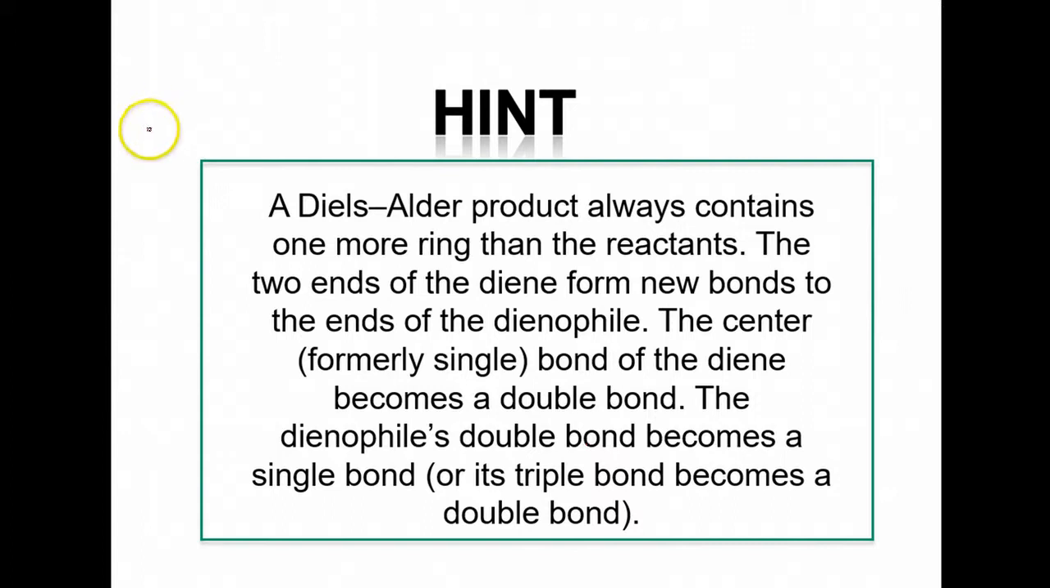So whatever your diene is, this is just like the classic case. This carbon is going to form a bond with that carbon, and this carbon is going to form a bond with that carbon. The center, formerly single bond of the diene, this thing right here, becomes the double bond in the product. The dienophile's double bond becomes a single bond, or if this is a triple bond, it becomes a double bond. It's always one bond less.